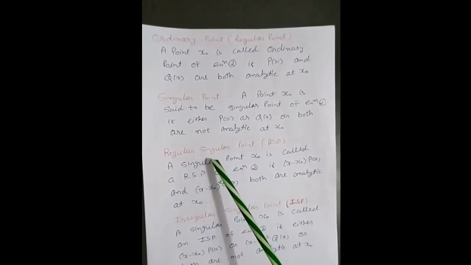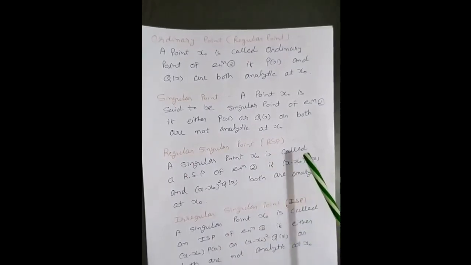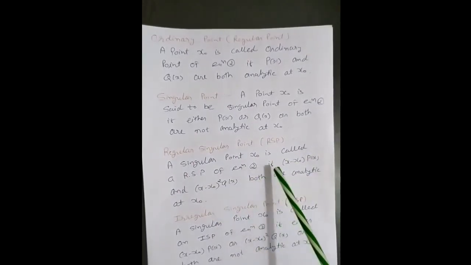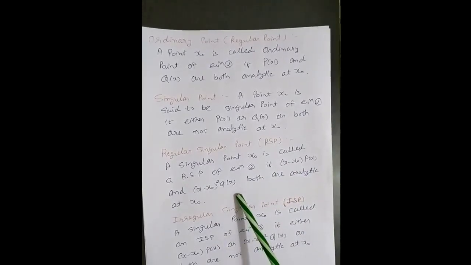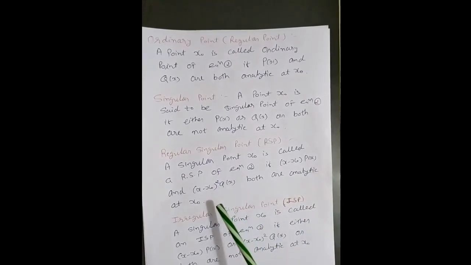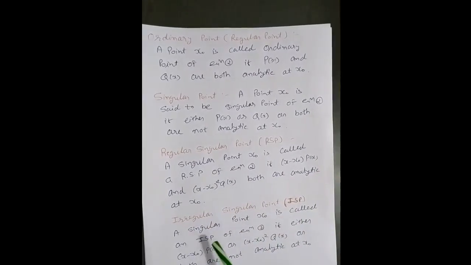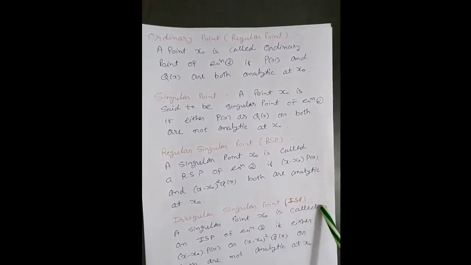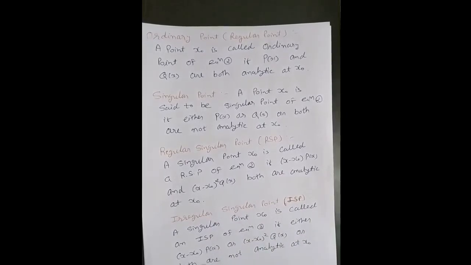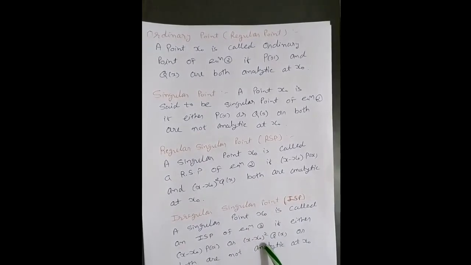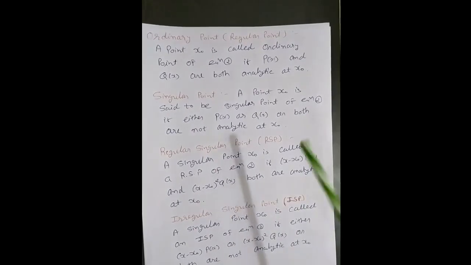Next one is regular singular point. A singular point x0 is called an RSP of equation 2 if x minus x0 times p of x and x minus x0 square times q of x both are analytic at x0. Next one is irregular singular point, ISP. A singular point x0 is called an ISP of equation 2 if either x minus x0 times p of x or x minus x0 square times q of x or both are not analytic at x0.